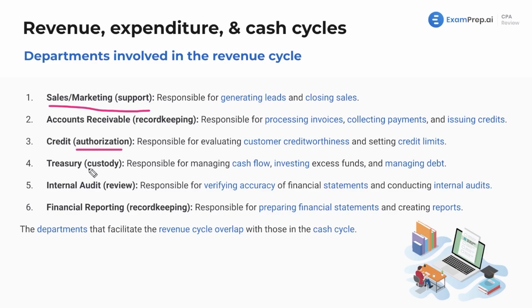Next, we have treasury. This is cash. Treasury is dealing with that. The treasurer is dealing with cash. Responsible for managing cash flow, investing excess funds, and managing debt. Now, just keep in mind, within each of these departments, you could have different people that have different responsibilities. So within the treasury department, you could have a treasurer that mainly possibly does the authorization. Then there could be accountants below that person who deal with the actual record keeping. And then within the treasury department, you could have cashiers that deal with the actual custody. However, just in general, the treasury department is going to deal with custody. They're responsible for cash flow, investing excess funds, and managing debt.